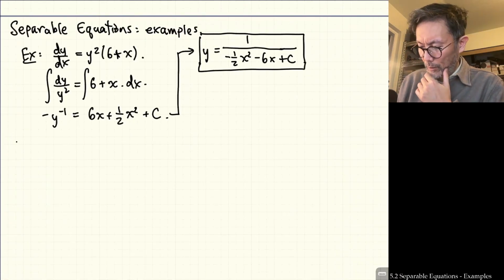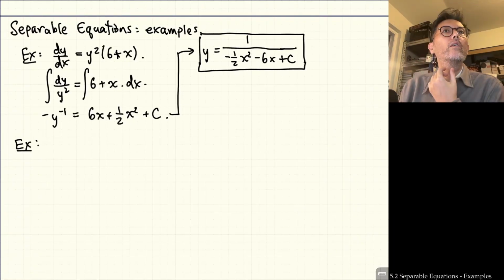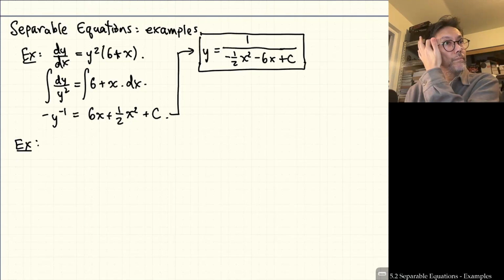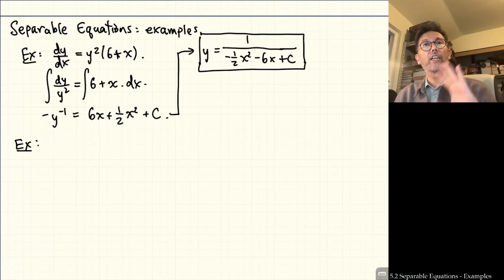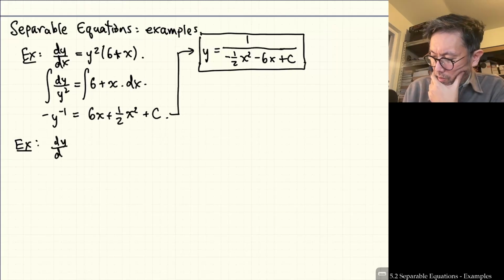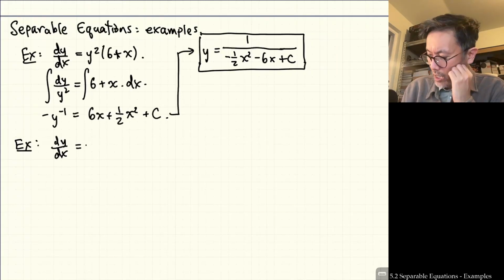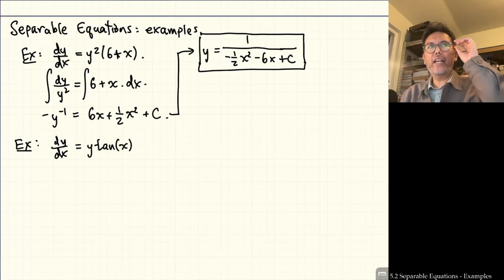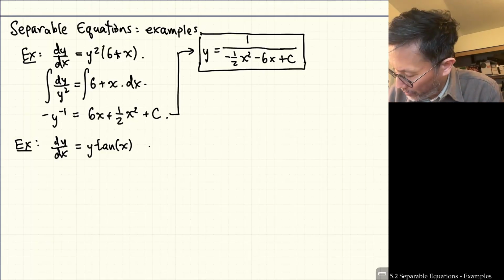Let's do another example. Let's do an example of an initial value problem. So let's take dy/dx equal to y tangent of x, okay? And let's set an initial condition where y of 0 is equal to 16.